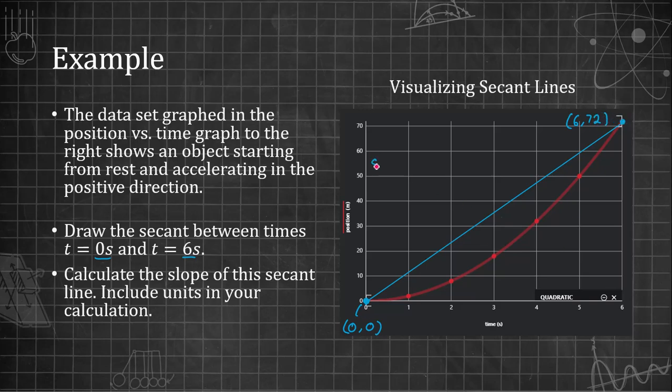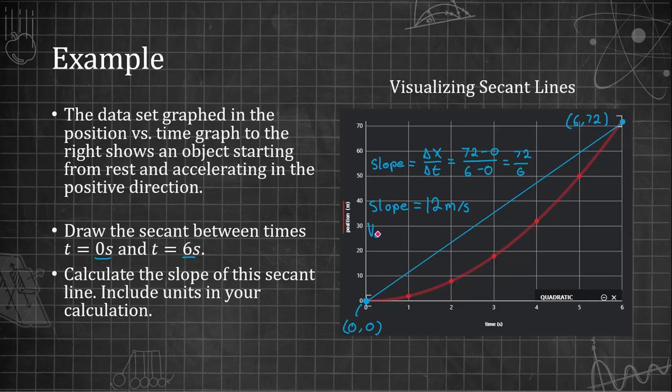Now, luckily, the way that the secant line is defined, because we're picking points that lie on the actual position time curve, we know these points pretty definitively. So we know the graph starts at the origin, 0, 0, and we know at time t equals 6 seconds, the position is 72 meters. So we'll just use these two values to calculate the slope of the graph and then figure out what that tells us about the object.